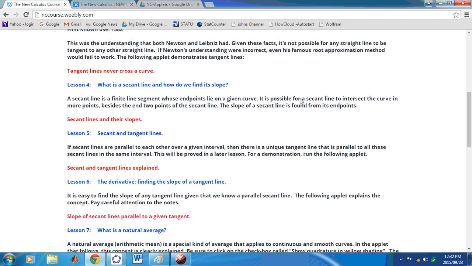And so that ends the lesson. Lesson 4, what is a secant line and how to find its slope.